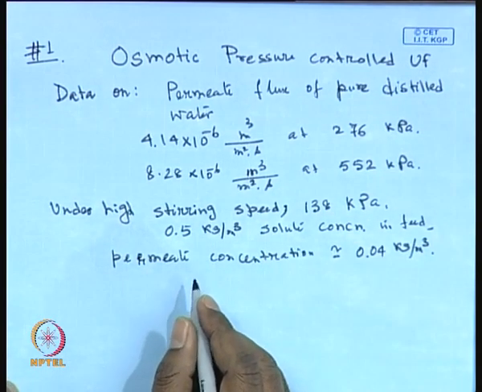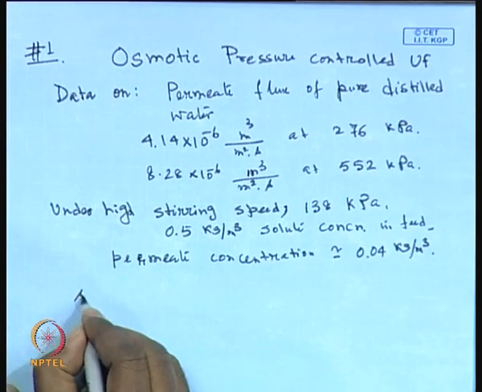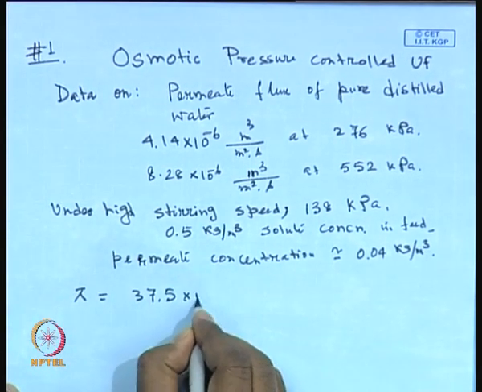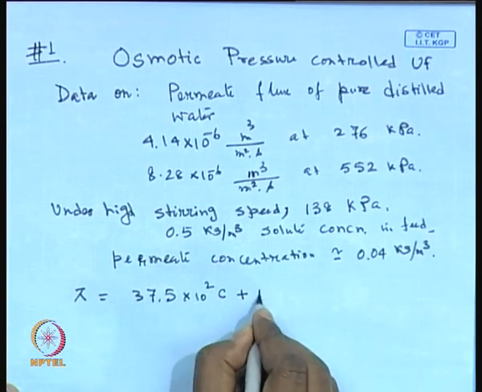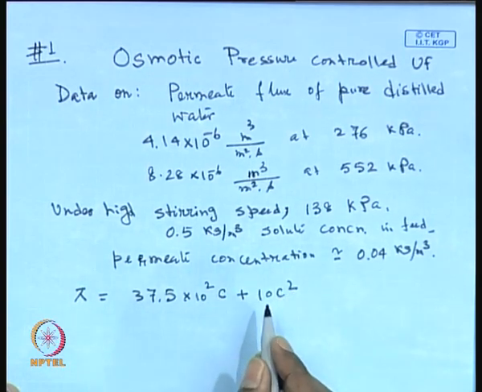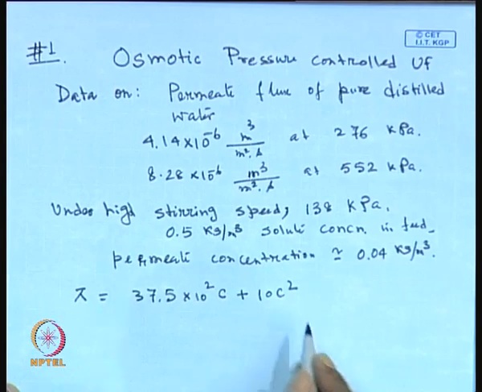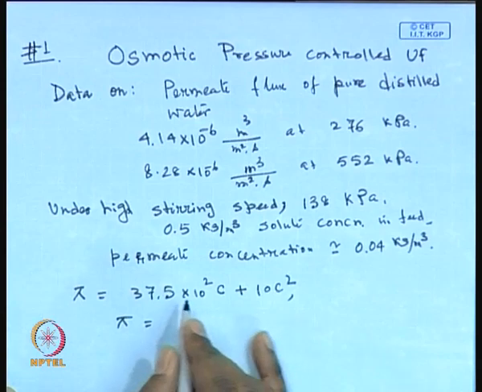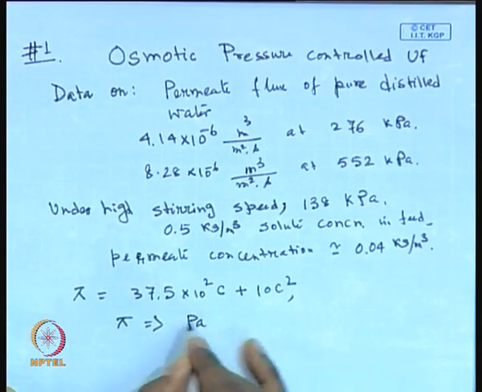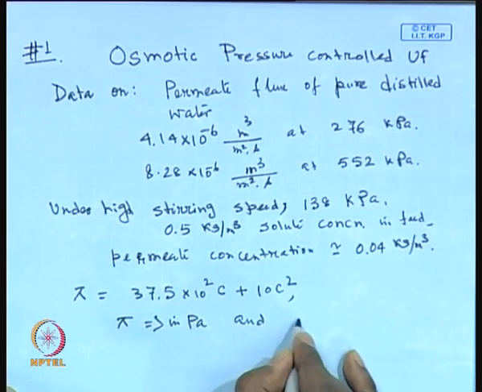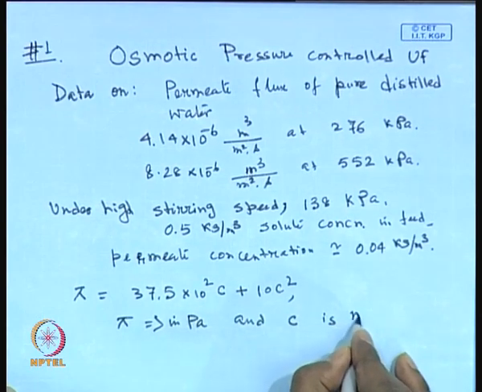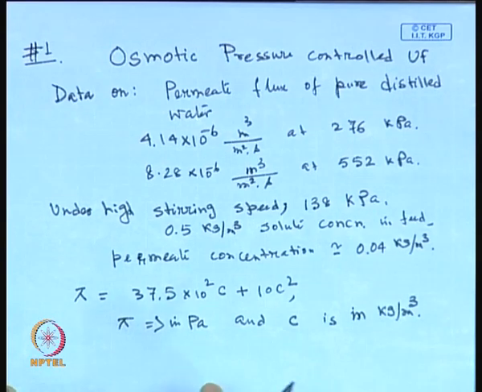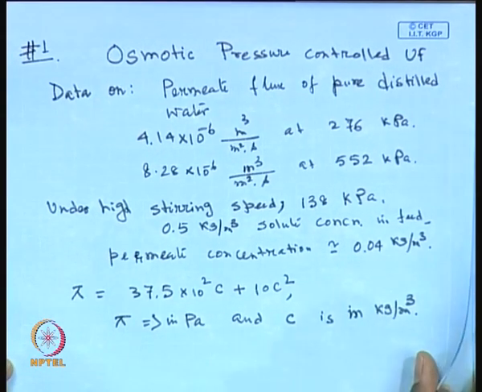The osmotic pressure of the solution is also given as pi equal to 37.5 into 10 square C plus 10 C square. This is the osmotic pressure as a function of concentration, where the units are very important because this is an empirical relation. Pi is in Pascal and C is in kg per meter cube. So, these are the data given, and what is the actual problem?